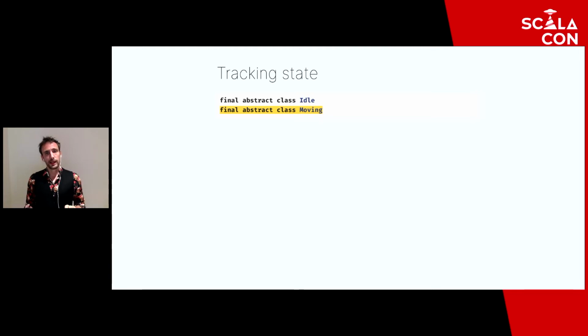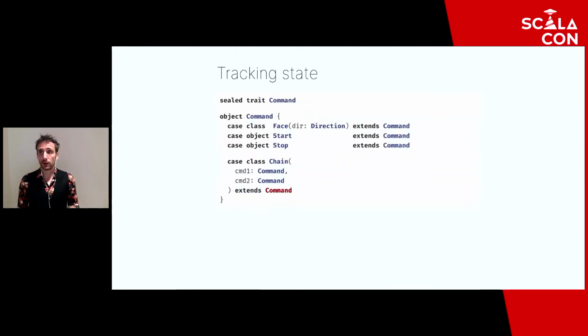And armed with these two types, we can update command now to have two type parameters, before and after. Before is going to be the state the Gundam must be in before it can run the command. And after is the state the Gundam is going to be in after it has executed the command.